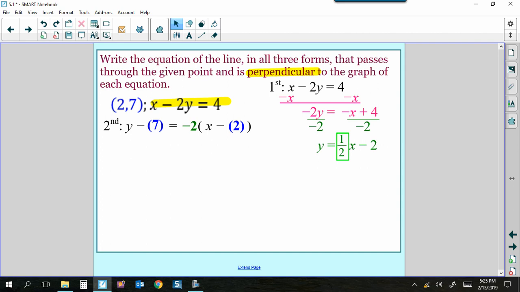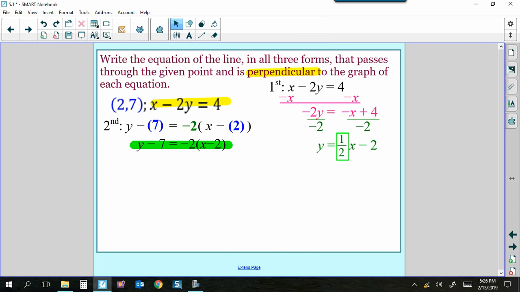So we're going to go ahead and clean this up. We don't have any double negatives, so these parentheses can just basically disappear. And we get an equation in point slope form. I'm going to go ahead and highlight this for you guys right now. This is our point slope answer. Y minus 7 is equal to -2 times the difference of x and 2.